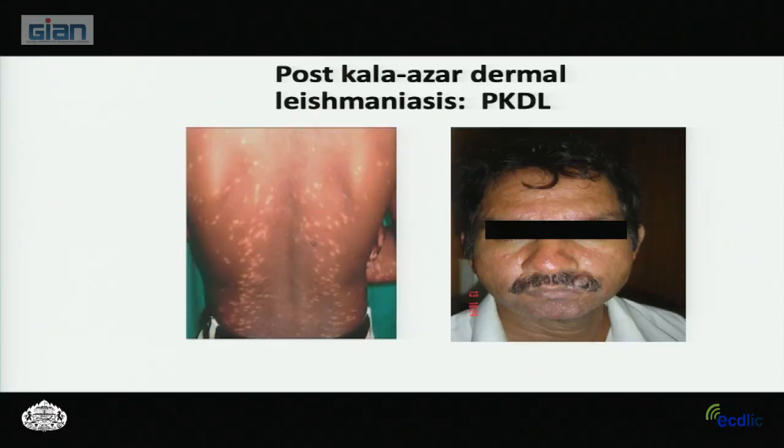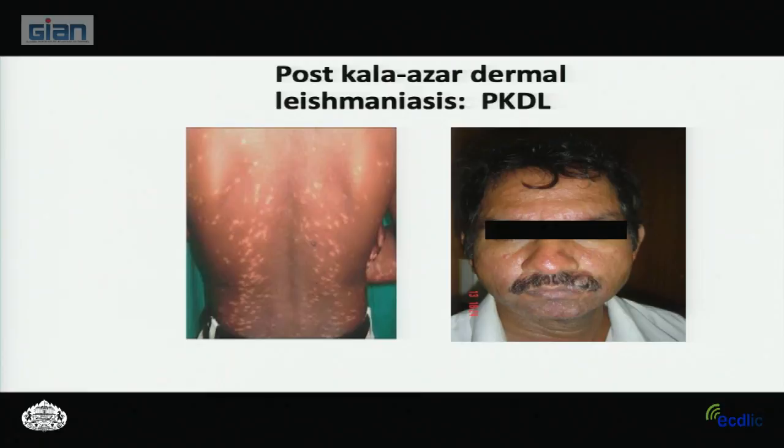Post-kala-azar dermal leishmaniasis occurs in a certain percentage of treated individuals and involves macular or nodular lesions that can be on the face or on the trunk.